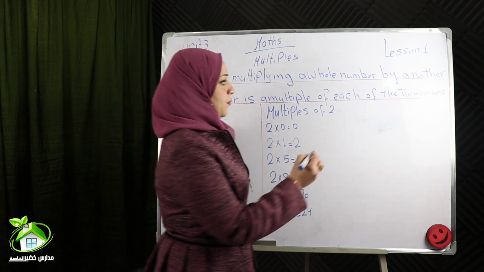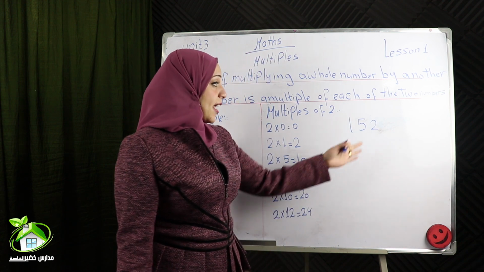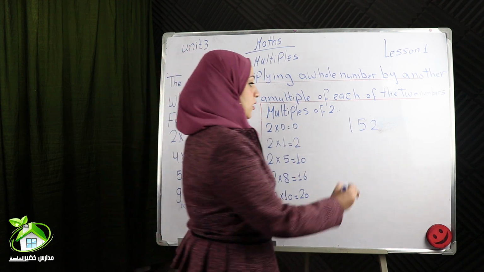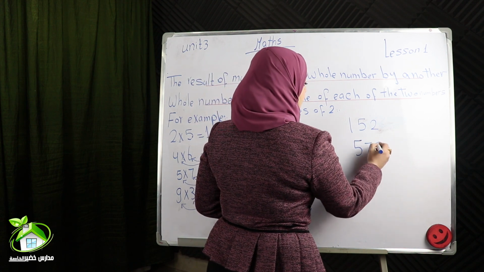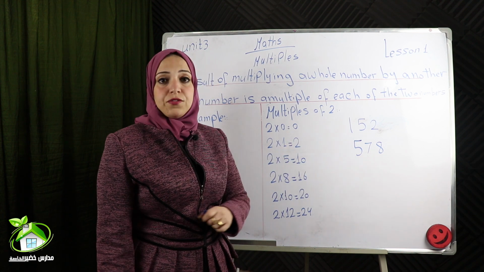For example, 152 is an even number, so it's a multiple of 2. Another one, 578 is an even number, so it's a multiple of 2.